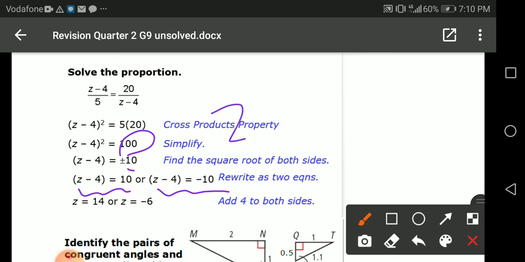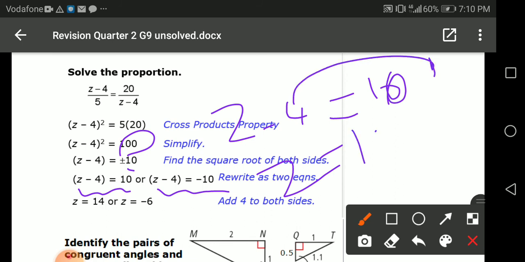Let's solve z minus 4 equals 10. So z equals 10 plus 4, so z equals 14. What about the other z?